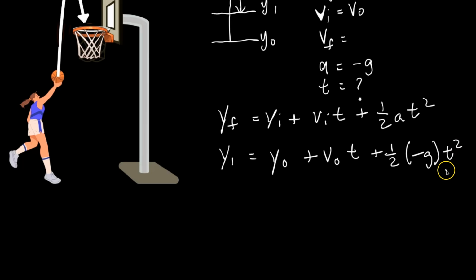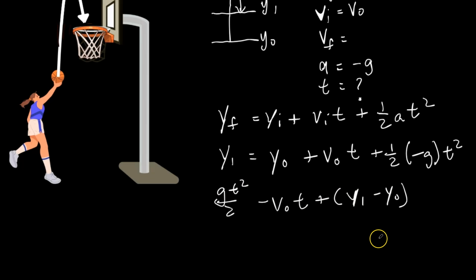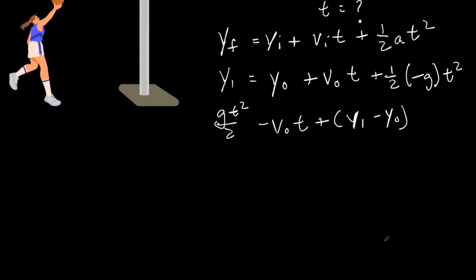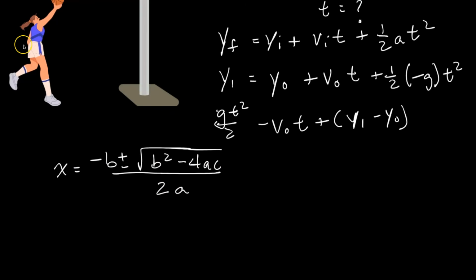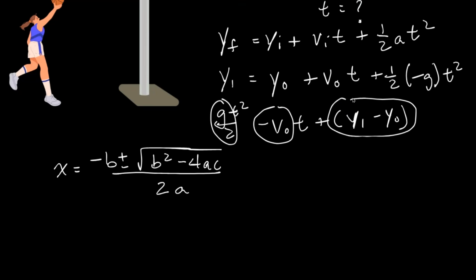And notice that we have t and t squared. So we're going to have to use the quadratic equation. Our game plan here is to move everything to one side and then set it equal to 0. Now we're going to use the quadratic equation. The a will be g divided by 2. The b will be negative v naught. And c will be y1 minus y naught. Now we're going to substitute that into our quadratic equation, and we're going to solve for t.